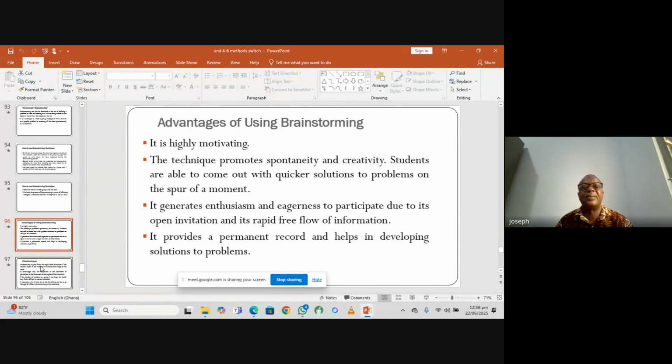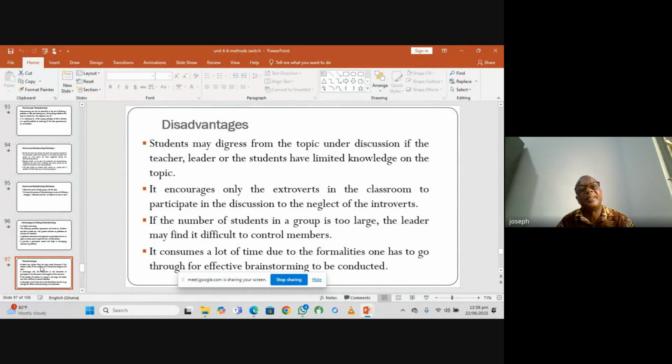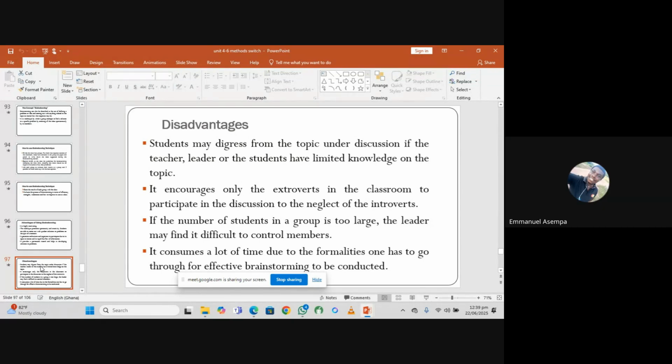It generates enthusiasm and eagerness to participate due to its open invitation and its rapid free flow of information, because everybody is saying something, the teacher is writing down. So it's making sure that everybody participates in the brainstorming session. It provides a permanent record and helps in developing solutions to problems. These are some of the advantages. Disadvantages: students may digress.